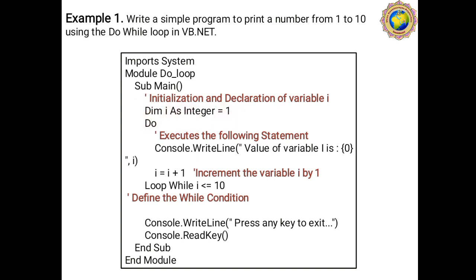Then use do. So here write down do and give the statement console dot write line. The value of variable I is 0, and here one is variable bound. Otherwise we can also say here one is a variable call, and then I plus 1. So increment the variable I plus 1.